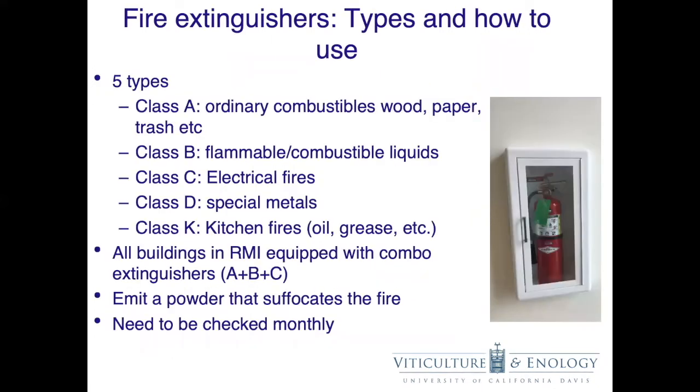So I want to talk a little bit about fire extinguishers. There are 5 different types of fire extinguishers. Class A, ordinary combustibles: wood, paper, and trash. Class B for flammable combustible liquids. Class C for electrical fires. Class D for special metals. And Class K for kitchen fires. All buildings in the RMI are equipped with combo fire extinguishers, which are a combination of Class A, B, and C. These emit a powder that suffocates the fire, and they need to be checked monthly.